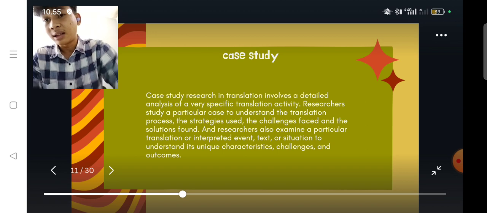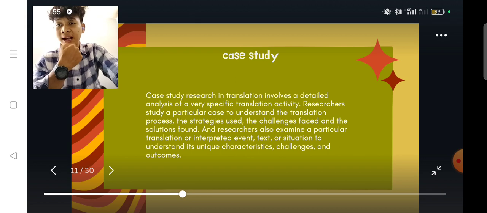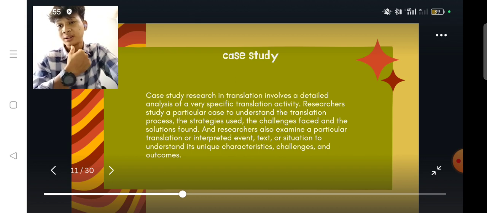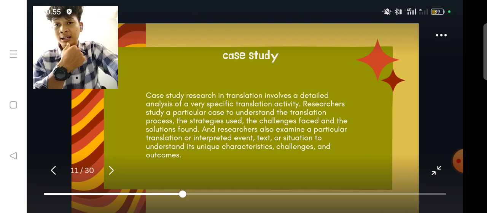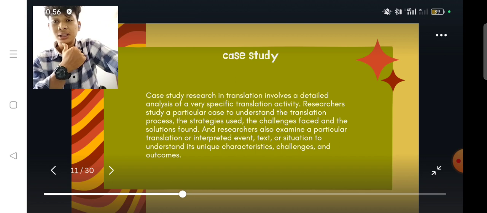Next is case study. Case study research in translation involves a detailed analysis of a very specific translation activity. Researchers study a particular case to understand the translation process, the strategies used, the challenges faced, and solutions found. Researchers also examine a particular translation or interpreting event, text, or situation to understand its unique characteristics, challenges, and outcomes.